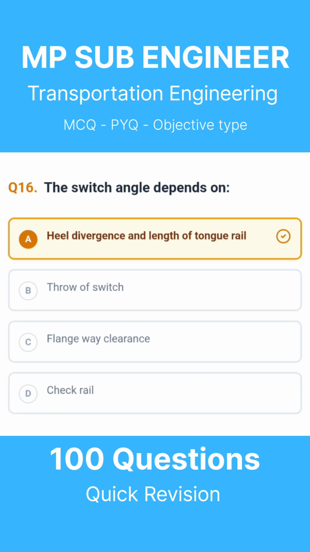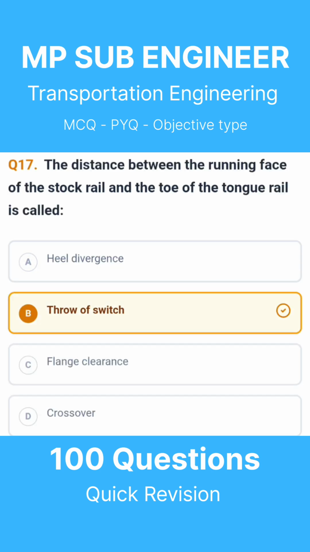Question 16. The switch angle depends on. The correct answer is heel divergence and length of tongue rail. Question 17. The distance between the running face of the stock rail and the toe of the tongue rail is called. The correct answer is throw of switch.